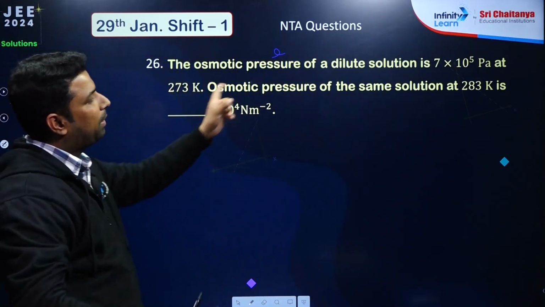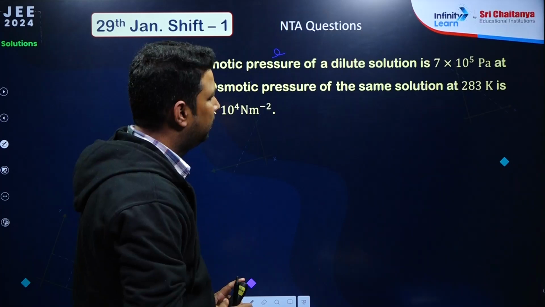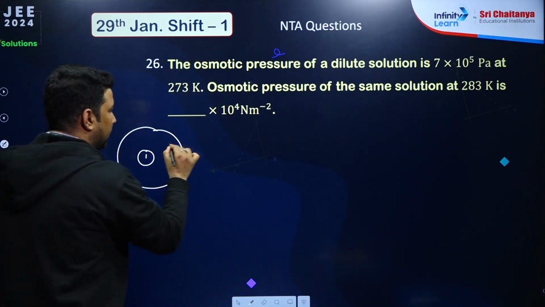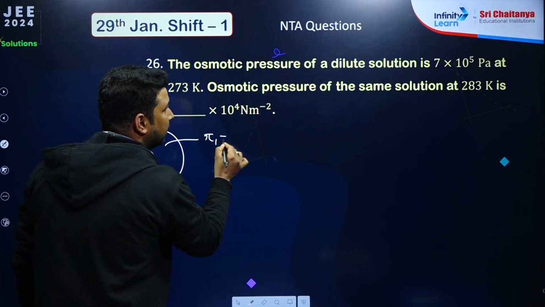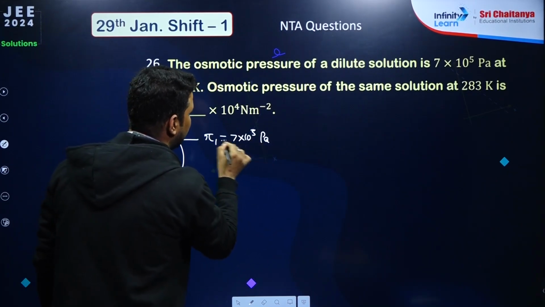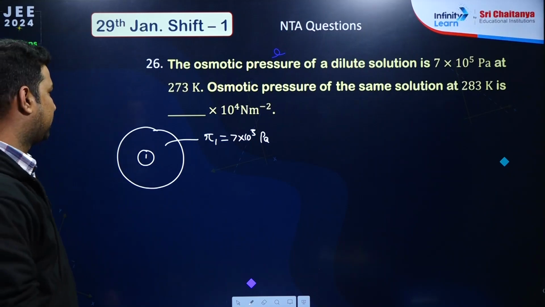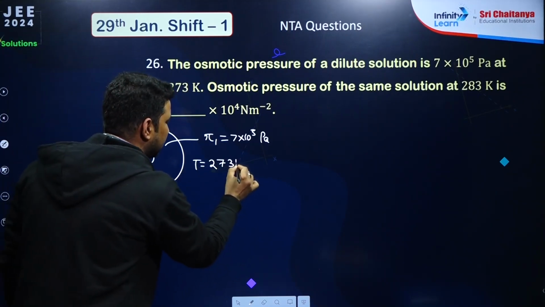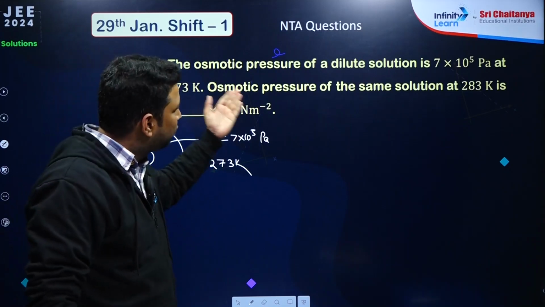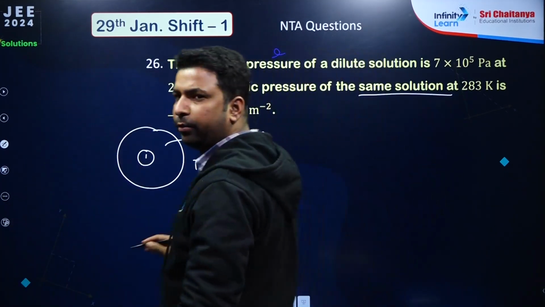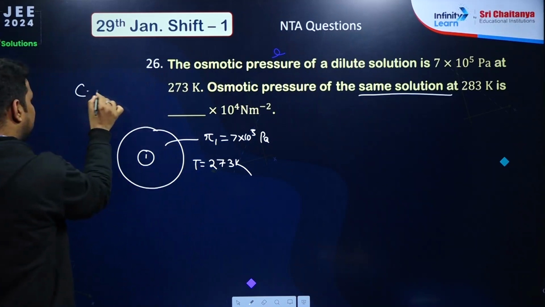The osmotic pressure of a dilute solution. We have a solution 1. Let's say its osmotic pressure pi 1 is 7 into 10 to the power 5 Pascal. It was the osmotic pressure. Temperature is given 273 Kelvin. Question says osmotic pressure of the same solution. What is the meaning of same solution? Concentration should be same.